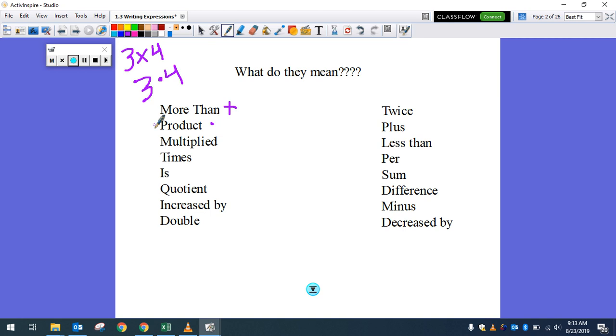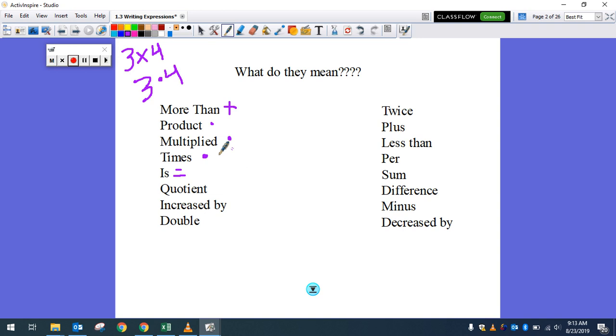So product means multiply. Multiplied means multiply. So we're going to put the dot. Times, if you times something, again, timesing is multiplying. If you see the word is, that means equals.